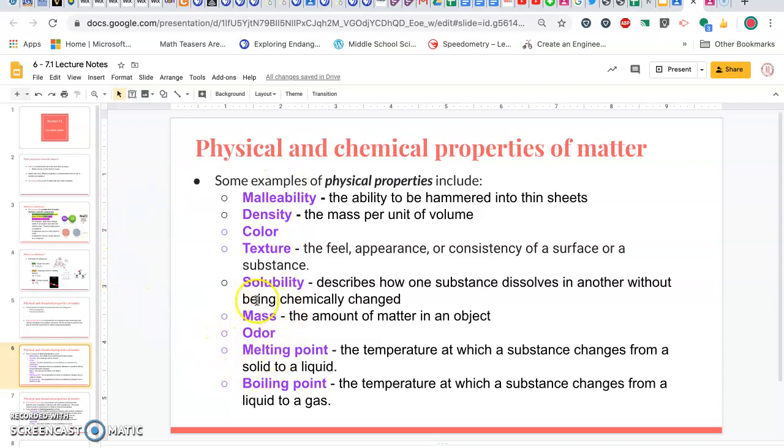Mass is another example of a physical property, as are odor, melting point, and boiling point. So again, you may want to think of changing ice into liquid water as being a chemical change or a chemical property as to when that happens. But that isn't. That is a purely physical change, because in both instances, it's water. It's just water as a solid and water as a liquid. So it's in a different phase, but it's still water. It hasn't turned into anything else.